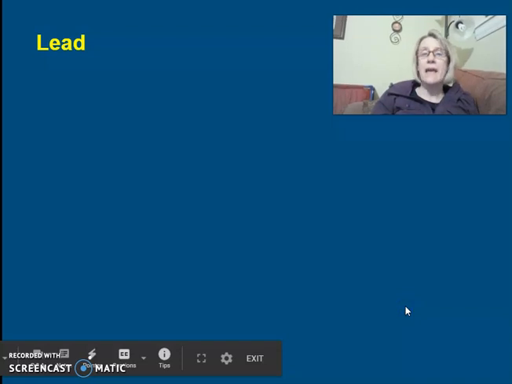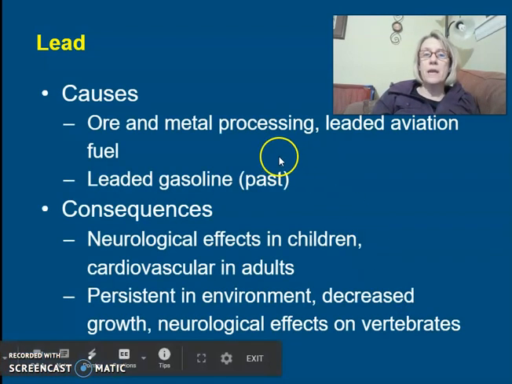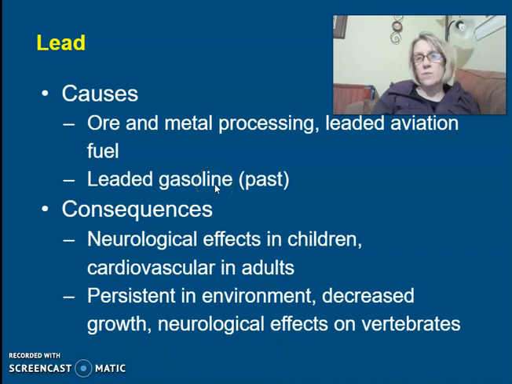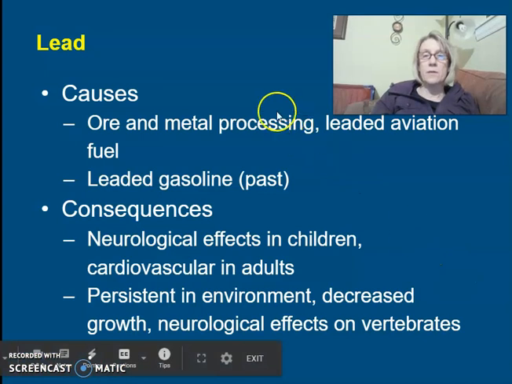All right, lead. Again, we talked about this being in water, but in the past it was also used as an additive in gasoline to make cars run more smoothly. Once in the 1980s we started phasing this out, lead pollution in the atmosphere dropped. So this was really the main cause, this leaded gasoline. And obviously we talked about what the effects of lead were when we talked about it in water pollution.